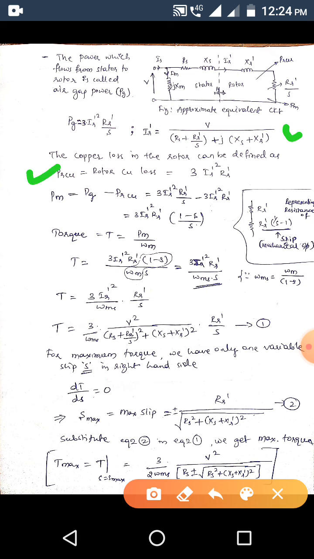P_rcu is equal to 3 Ir prime square into r prime here. So copper loss is equal to I square R loss. Okay, so then we have considered the 3 phase here, 3 Ir square into R dash here. So the slip is a mechanical output here. Okay, as we know that, there are only two variables here.